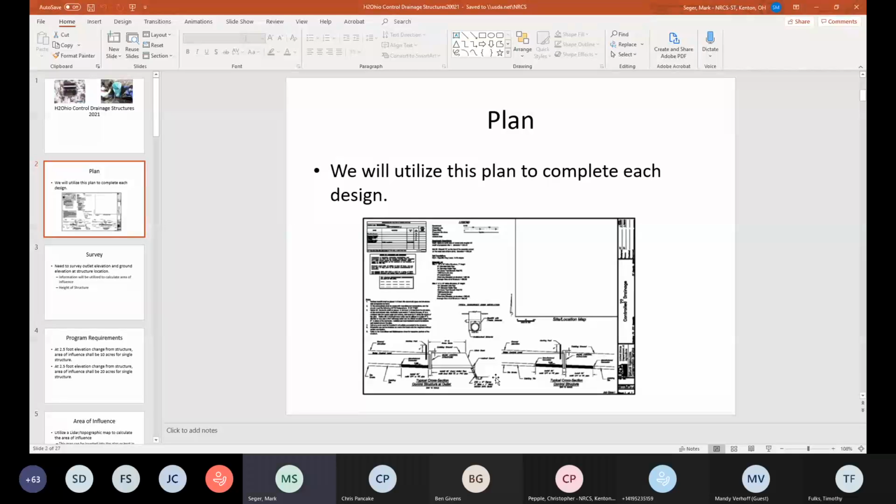One of the key points in this is that it's very helpful to get a survey of the outlet elevation and the ground elevation at the structure location. It helps determine the area of influence for these structures, but it also helps us to get the right size structure and the height of the structure. We usually want those structures to be sticking out of the ground at least a foot or two, just so that they're seen and easy to access.